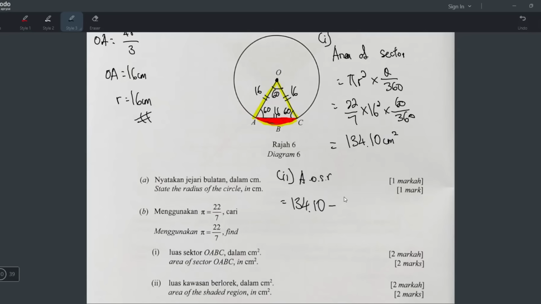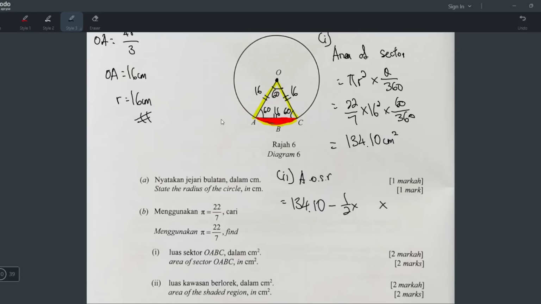Okay, the formula you use is 1/2 times base times height, but this is not a right angle triangle. So you cannot tell me 1/2 times 16 times 16. No, that's wrong. So when you do 1/2 times base times height, you have to make sure the base and height is perpendicular to each other. Right? It has to be 90 degree. That means you cannot take 16, 16 because these 16, 16 they are not 90 degree, they are 60 degree.